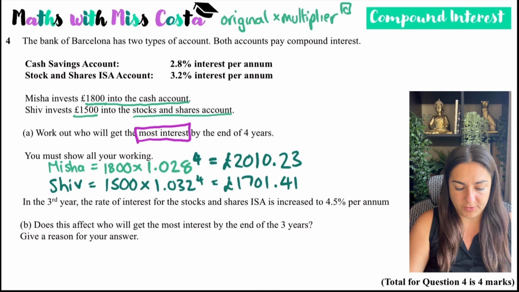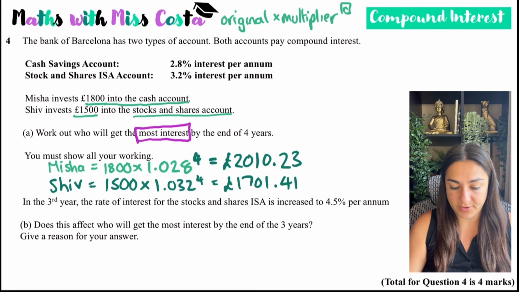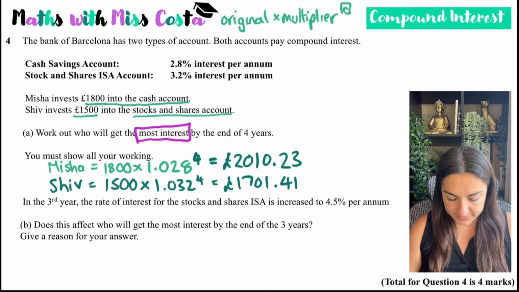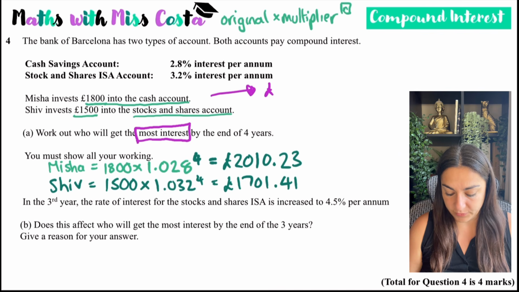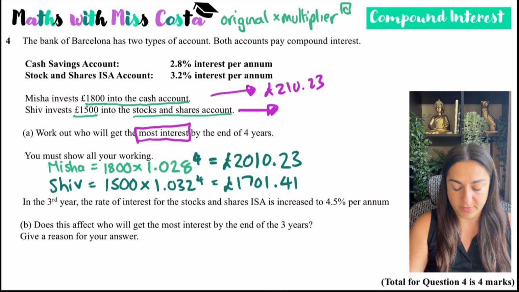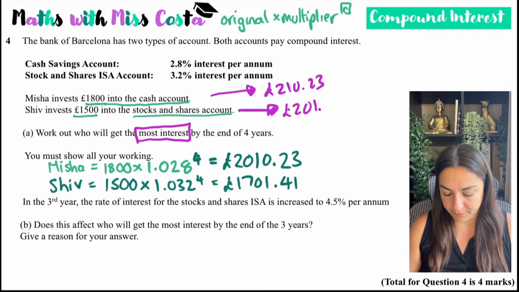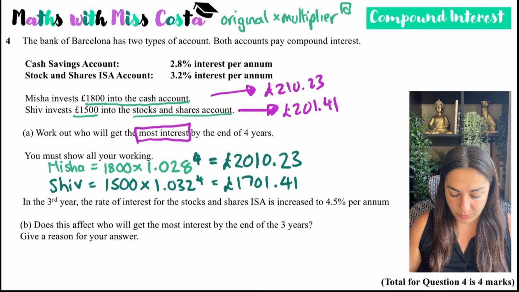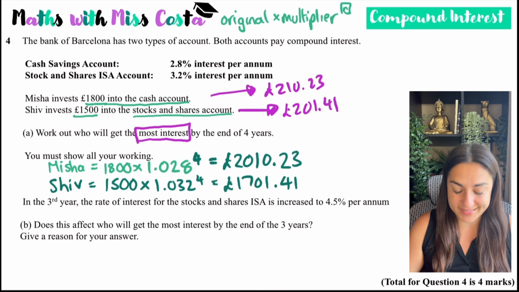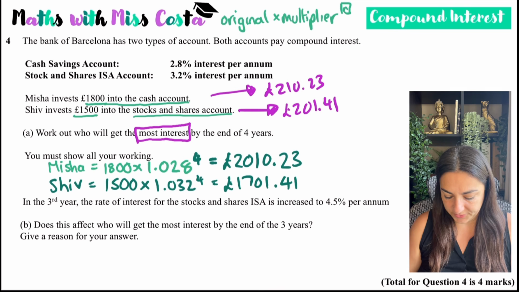So for Misha, we do 2,010.23, take away her original amount. So the interest that Misha earned was £210.23, and the interest that Shiv earned would be 1,701.41, take away 1,500, which is £201.41. So who earned the most amount of interest? It was, in this case, Misha.